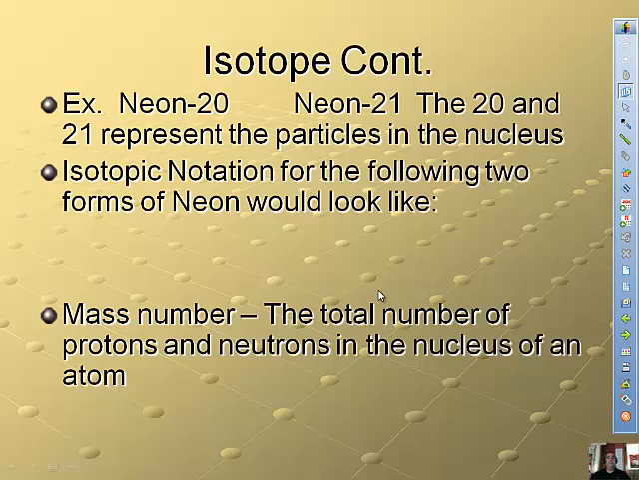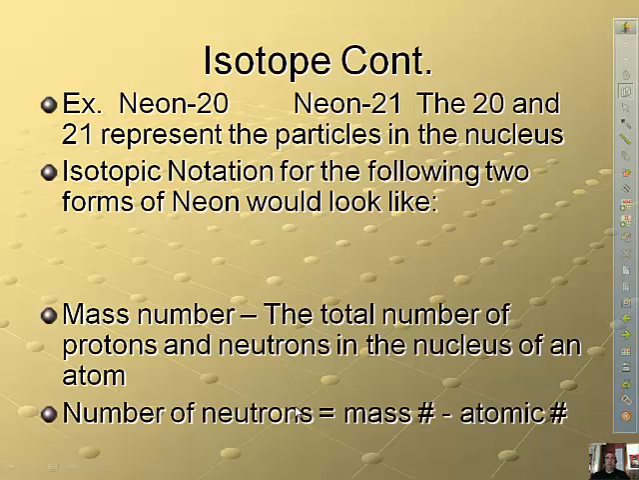Now again, whether I was talking isotopic notation or nuclide notation, you saw the 20 and 21 in each form. That 20 and 21 is just going to be referred to as the mass number. That is the total number of protons and neutrons in the nucleus of an atom. So if we wanted to find just the number of neutrons, we're going to take everything that's inside the nucleus and subtract away the atomic number. So again, we take the mass number and subtract away the atomic number.